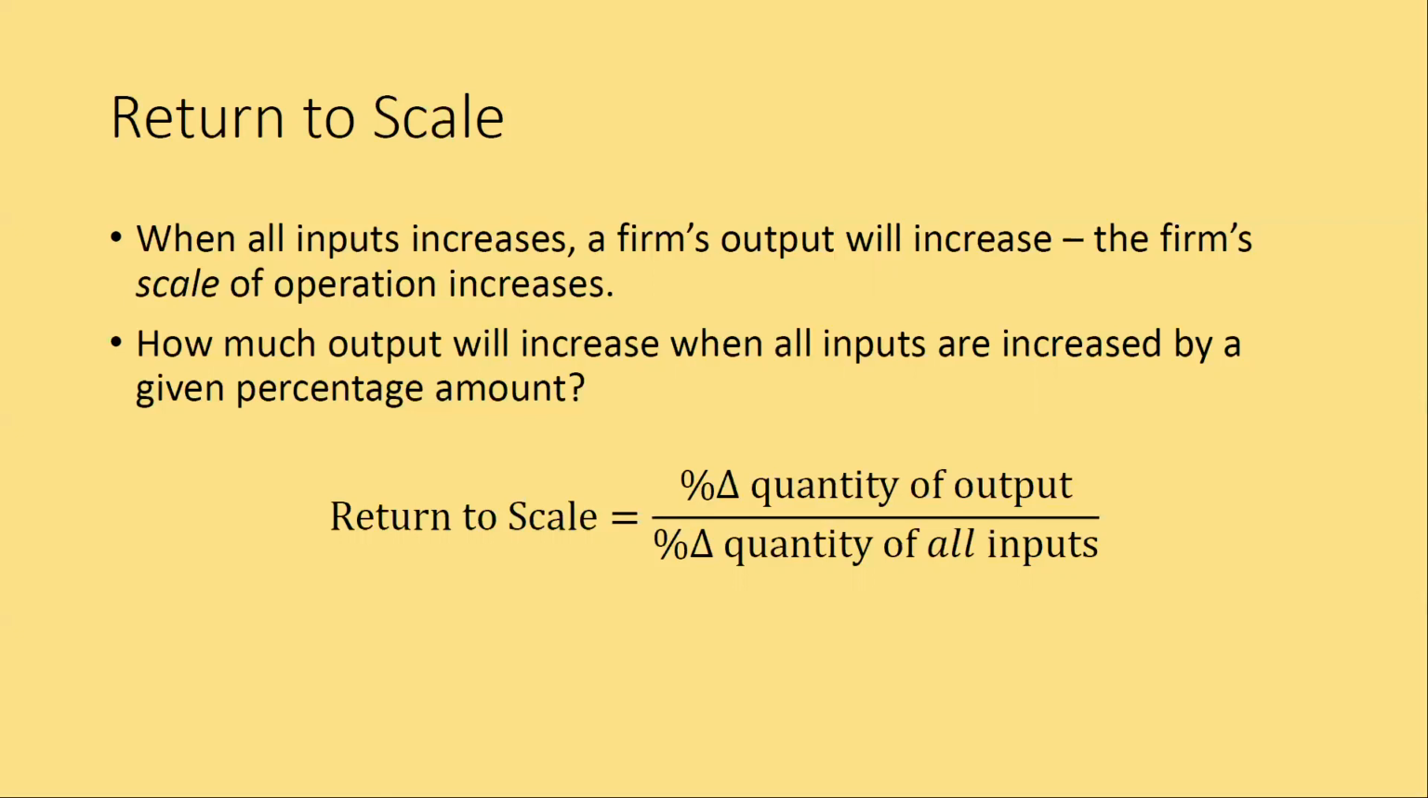If all the inputs of the firm increase, basically the firm becomes larger, right? But is a single larger firm going to be more efficient than several small firms, for example? Or is the reverse true, that several small firms are going to be more efficient than a single larger firm? Those can be told from the return to scale concept, and we can derive this concept from the production function.